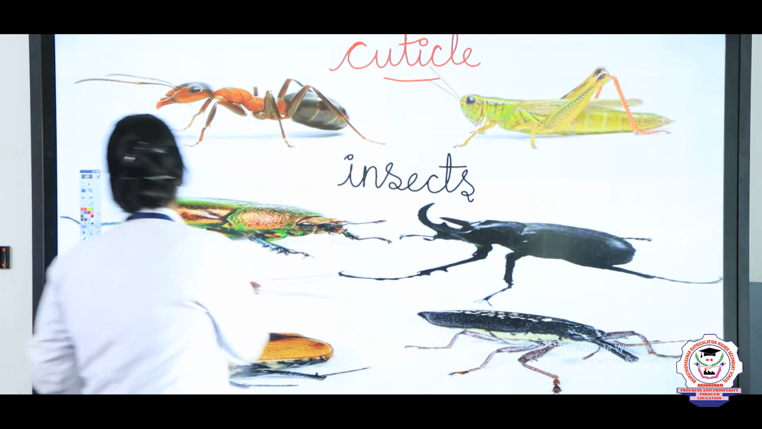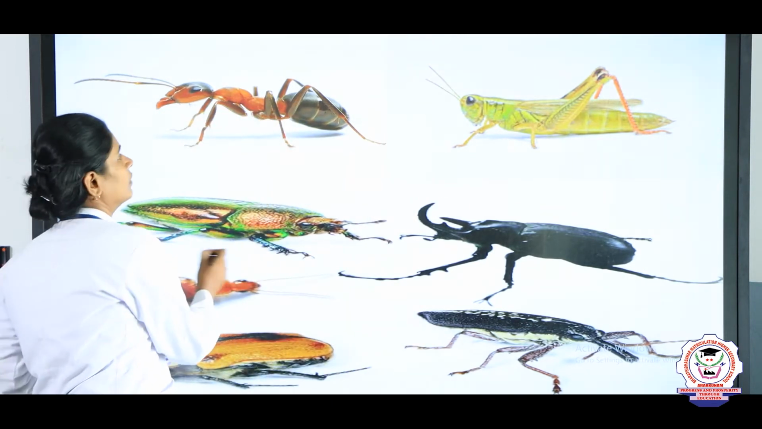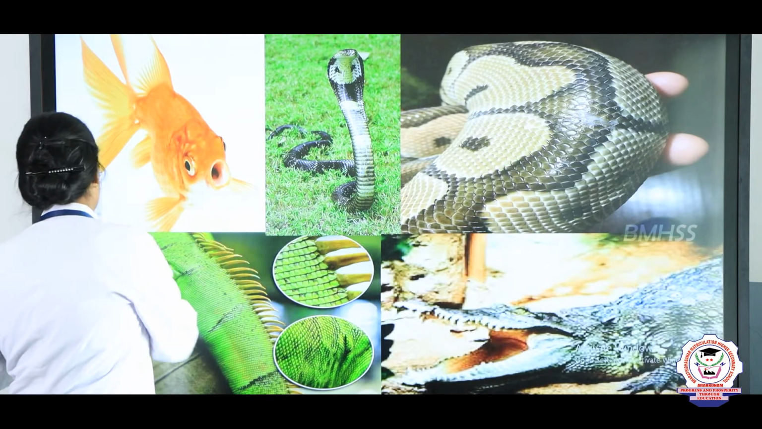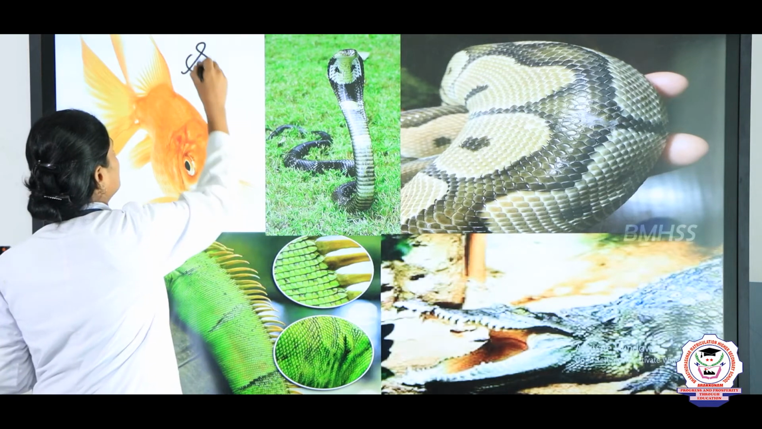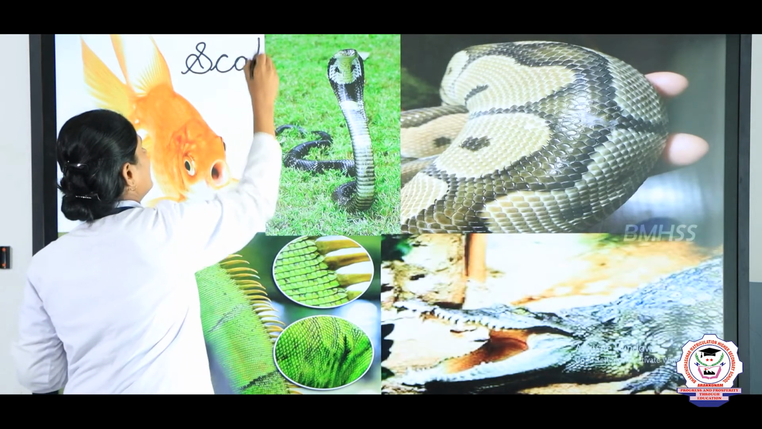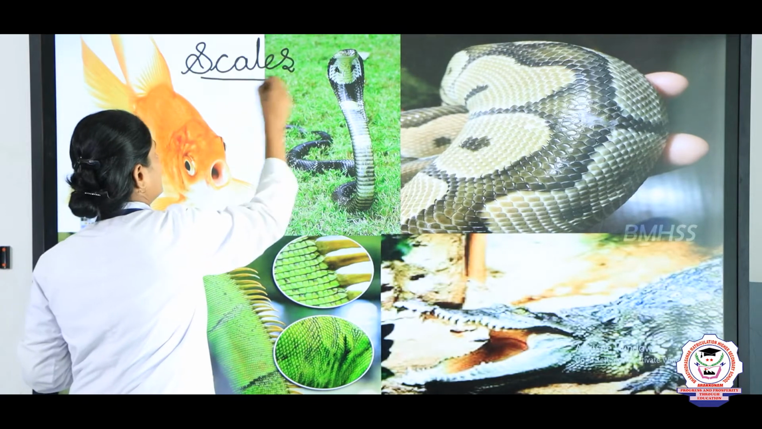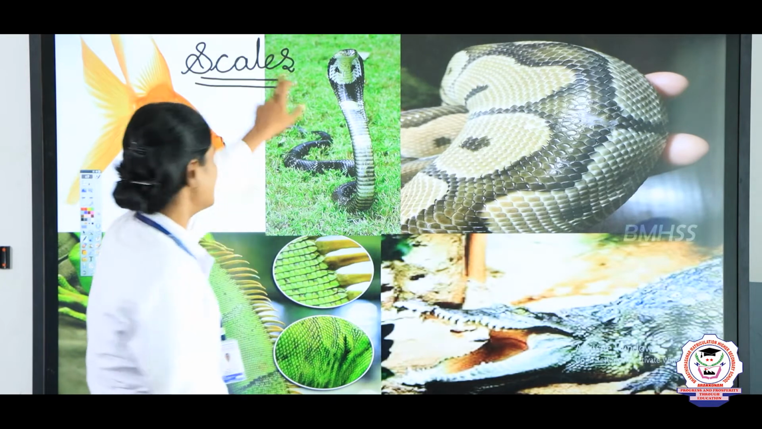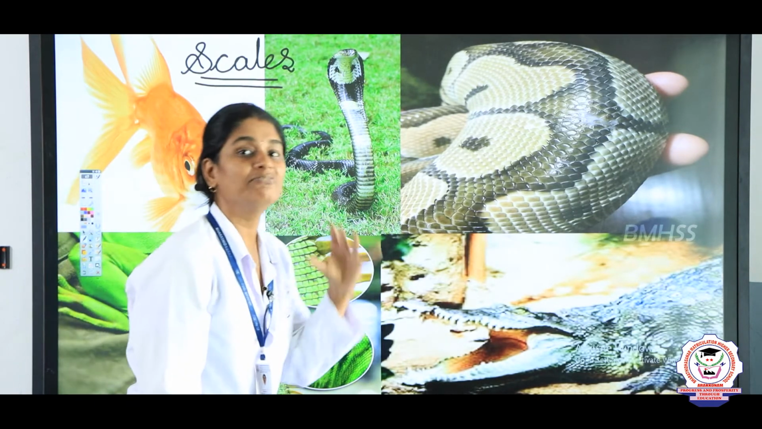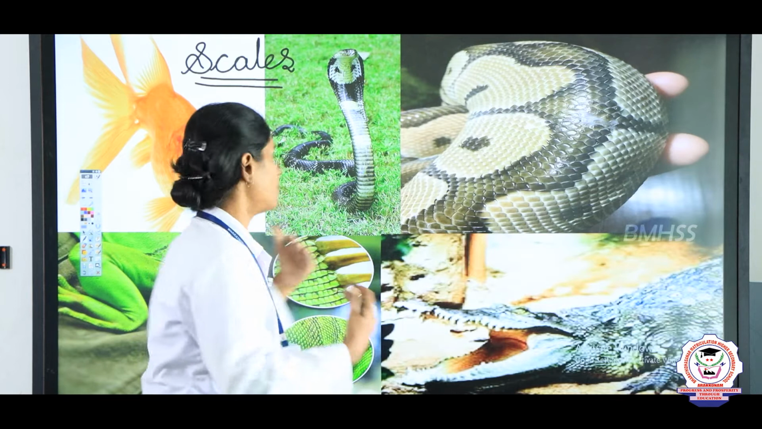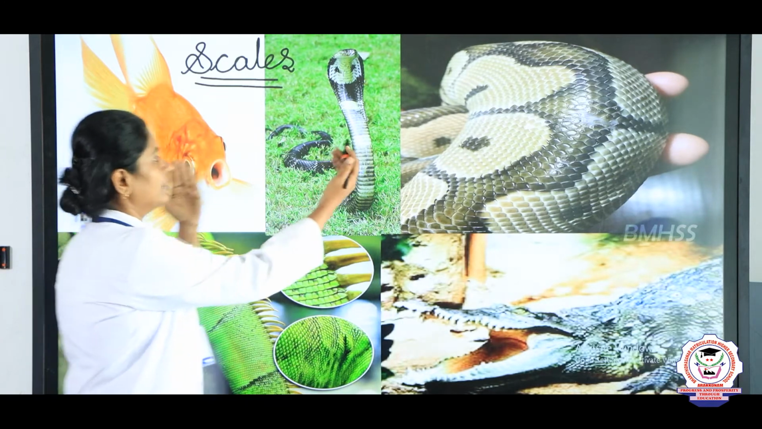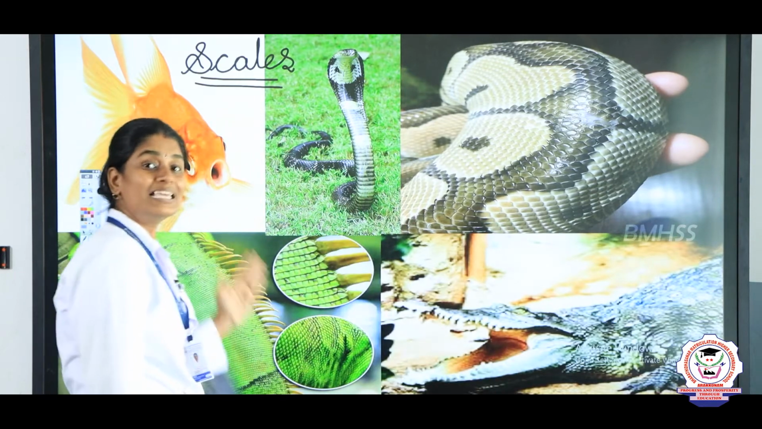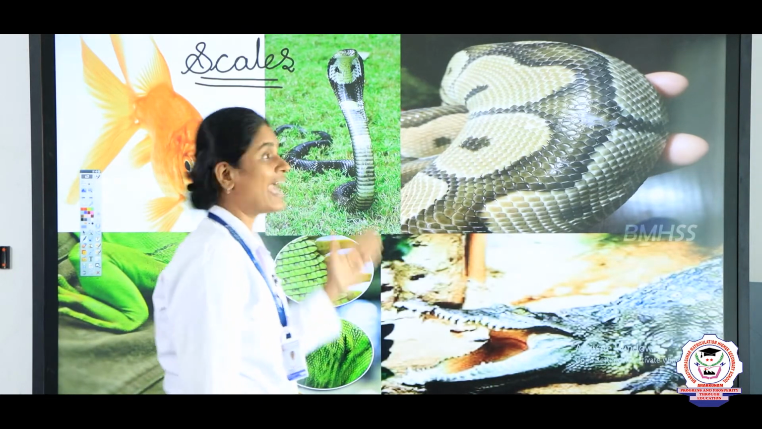Next we are going to see scales. S-C-A-L-E-S. Scales. The second body covering that we are going to learn is scales. What are the animals that have scales as a body covering? Animals like fish, snake, chameleon, lizards, crocodile. These animals have scales as body covering.